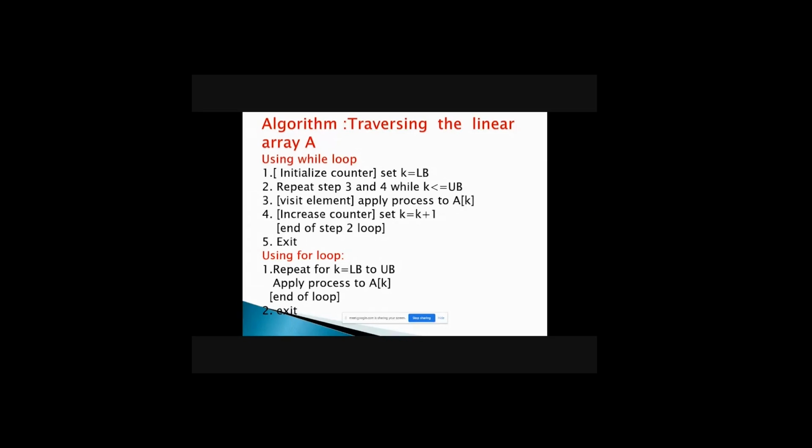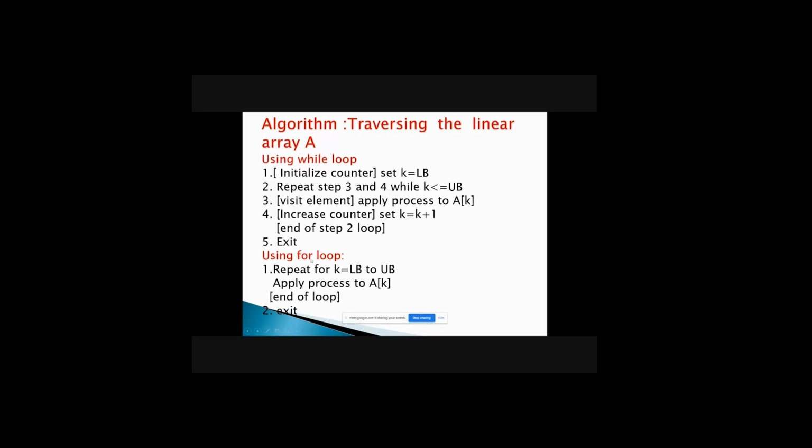The same thing you can implement using the for loop. So you know the difference between the while loop and the for loop. In a while loop, you will have the condition separate, initialization separate, and increment statement separate. But in a for loop, all three statements will be in one single step. For i is equal to 0, i less than n, i plus plus. Or in this case, for k is equal to lb, k less than or equal to ub, k plus plus. So all three statements, that is initialization, condition, and updation, will be in one single line. That's the advantage of using the for loop.